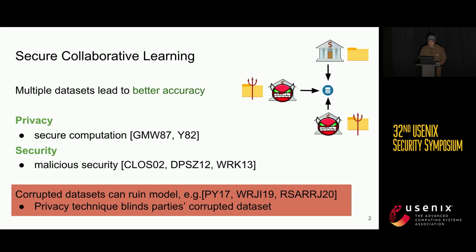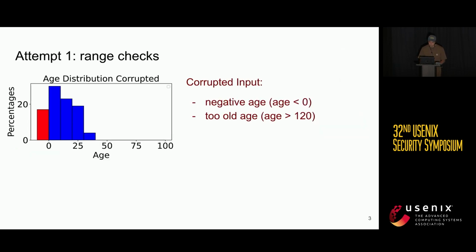So one issue with having this privacy constraint is that parties can input corrupted data sets, but due to the privacy constraint, there's no way for any other party to check whether this input is correct or whether the data set itself is corrupted. So how exactly can we check that the data set is corrupted without looking at each party's individual data itself? The first attempt we can make is with range checks.